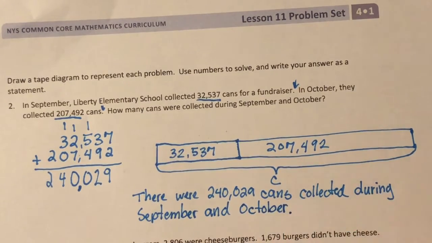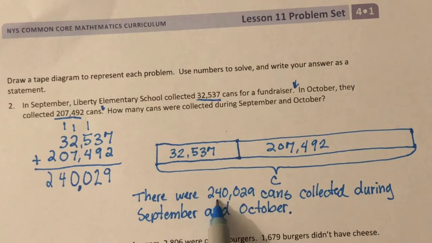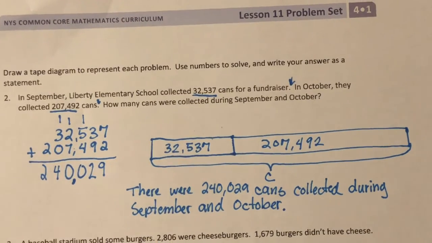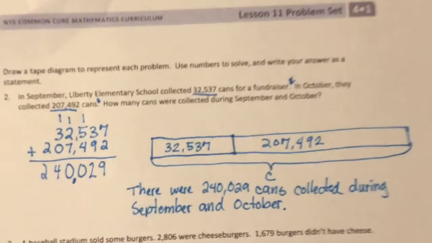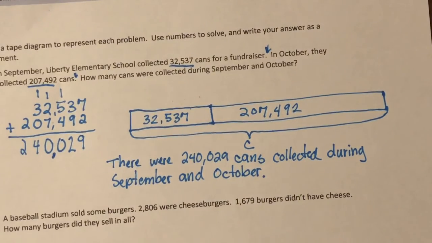Okay? And basically what I did is I restated my question down here in my answer. How many cans were collected during September and October? There were 240,029 cans collected during September and October. I could expand that and said at Liberty Elementary School for their fundraiser and all that, but that is a sufficient answer, and it'll do just fine.